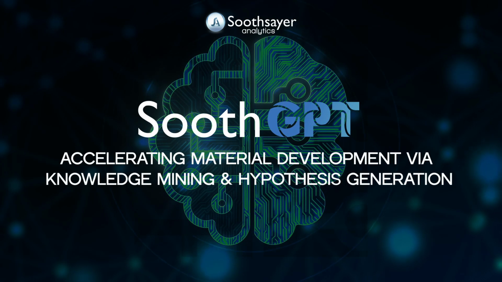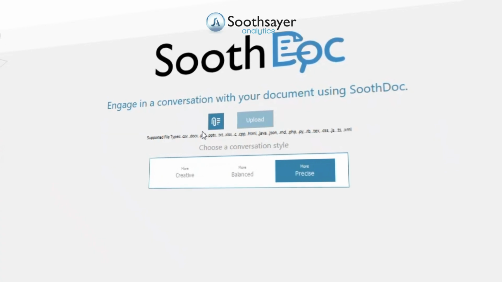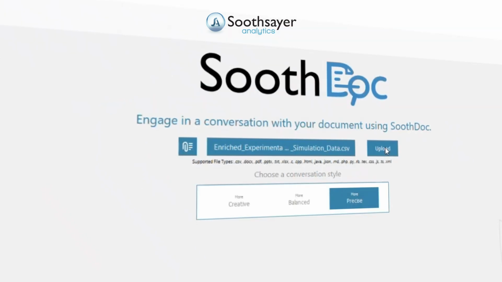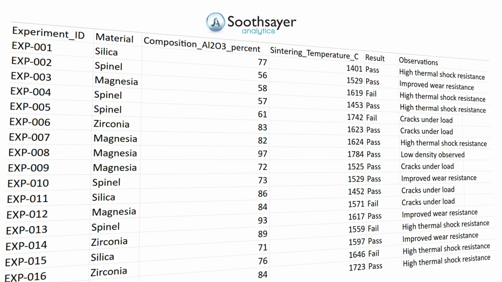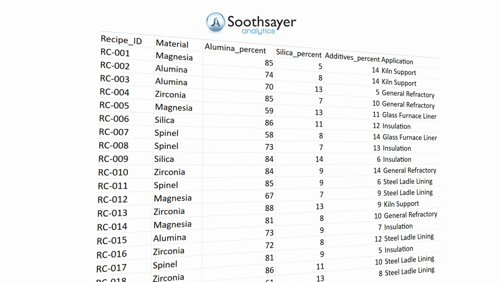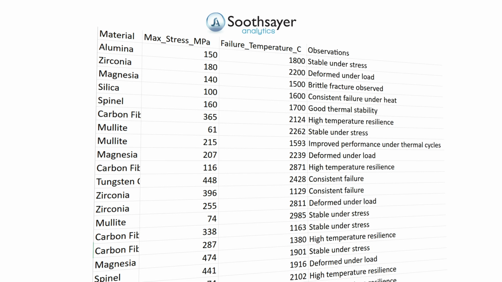Accelerating material development via knowledge mining and hypothesis generation. In this demo, we are uploading everything needed to understand and improve refractory materials, that is, material properties, experimental results, formulations, process parameters, performance metrics, and simulation outcomes.